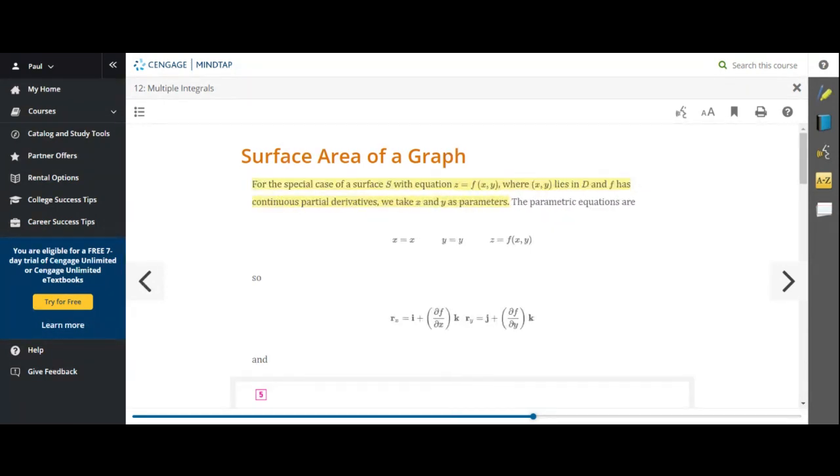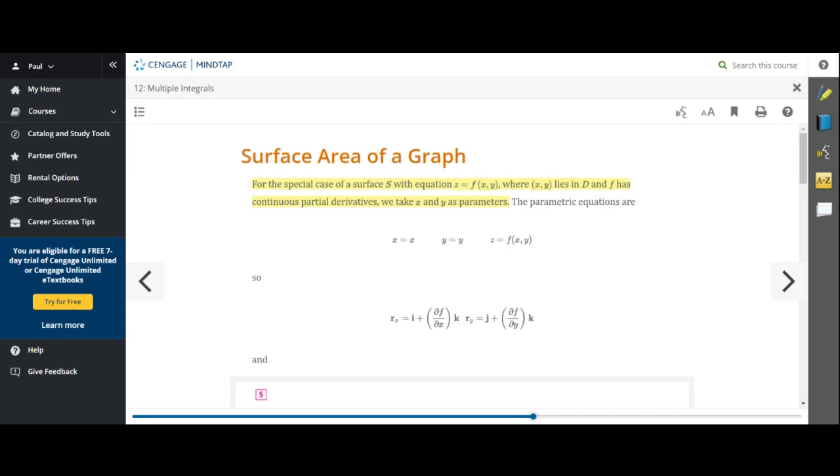So if you have z as a function of x and y, then the parametric equations for the surface, you can let x be x, y be y, and z equal a function of x and y, right? And so if you take the partial derivative of r with respect to x, as they show here, you would get that vector function, the derivative of r with respect to x. And similarly, you can take the derivative of r with respect to y.